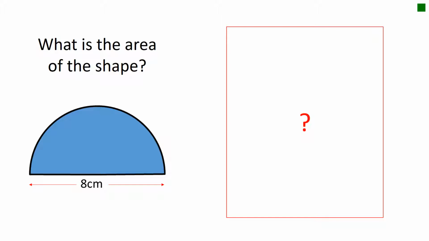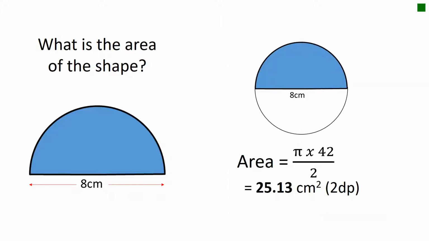What is the area of the shape? You may want to pause the video and take a minute to see if you can work out the answer. So, we know that area of a full circle is pi r squared. So to work out the area of a semicircle, we would need to divide that answer by 2. Again, be careful, we need the radius, which is 4. So pi times 4 squared divided by 2 gives us an answer of 25.13 to 2 decimal places.